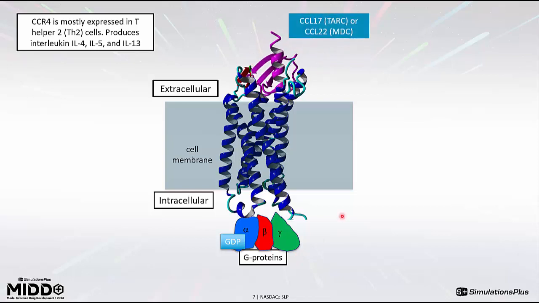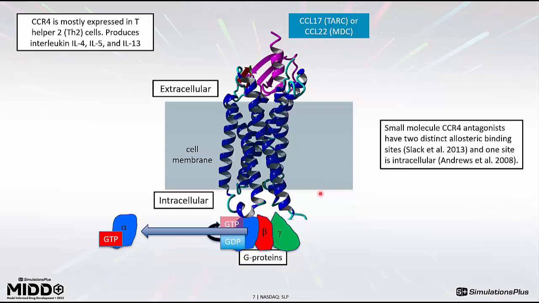There are 2 native ligands, one called CCL17, also known as TARC, and CCL22, also known as MDCK, that bind to the receptor. When these ligands bind to the receptor, it causes a conformational change in the receptor that allows GDP to be exchanged for GTP on the G protein. The G alpha subunit then dissociates from the other 2 proteins and interacts with other intercellular signaling proteins. GTP is eventually converted back to GDP to form the resting state of the GPCR.